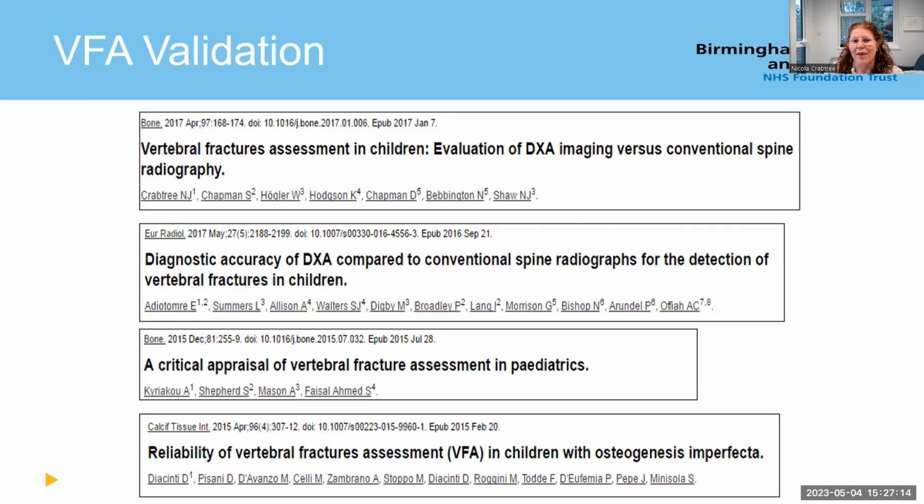However, from the validation studies, there have been several now. This is ours in Birmingham, but there's Sheffield, Glasgow, and the Italian group. There have been many validation studies. So I think we're happy to use VFA in children and happy to use the semi-quantitative techniques.